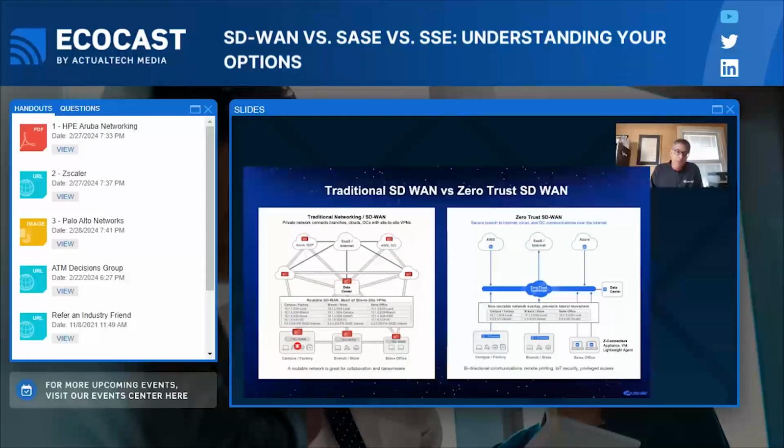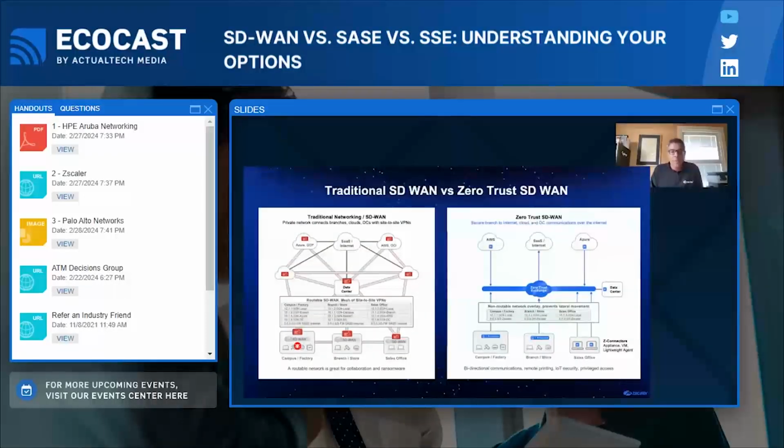So if you think about the migration of having this SSE platform hosted in the Zero Trust Exchange, couple that with this Zero Trust SD-WAN, you have now protected yourself from all of the major elements that attackers will use to get into your environment.